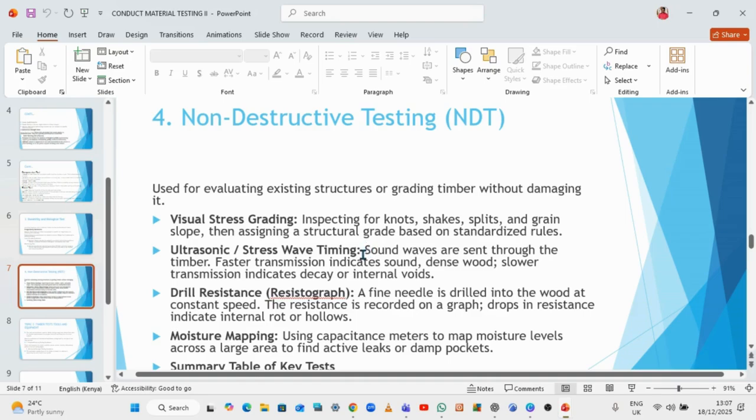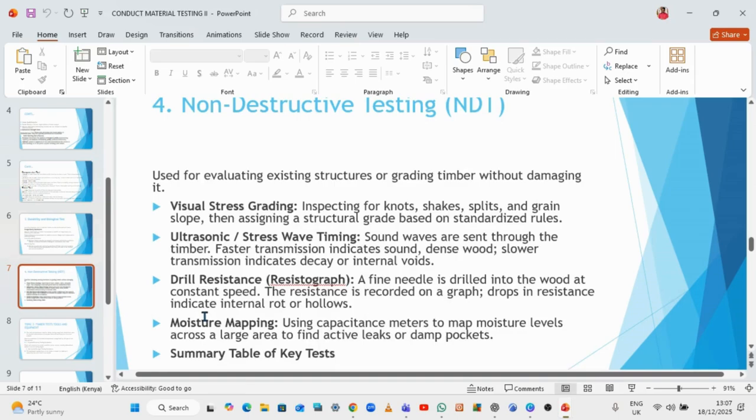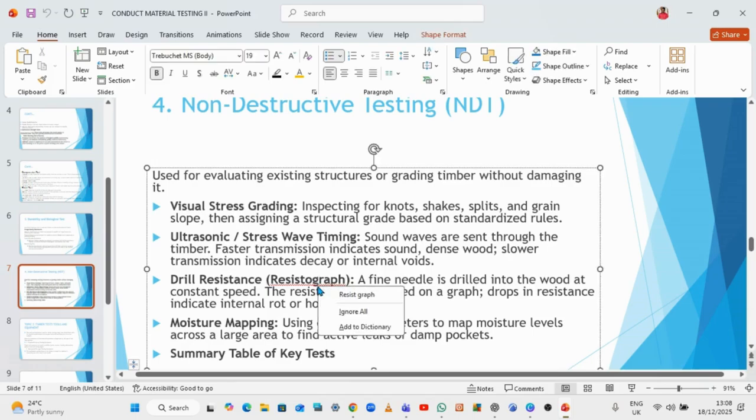Then we have to check the stress wave timing. Sound waves are sent through the timber. Faster transmission indicates sound, dense wood. Slower transmission indicates decay or internal voids. We can also check on drill resistance. That is the resistograph.